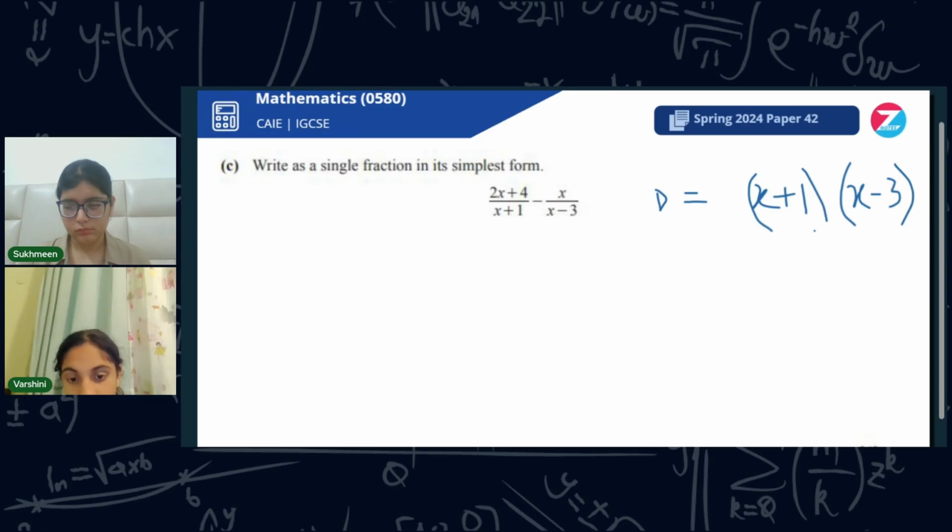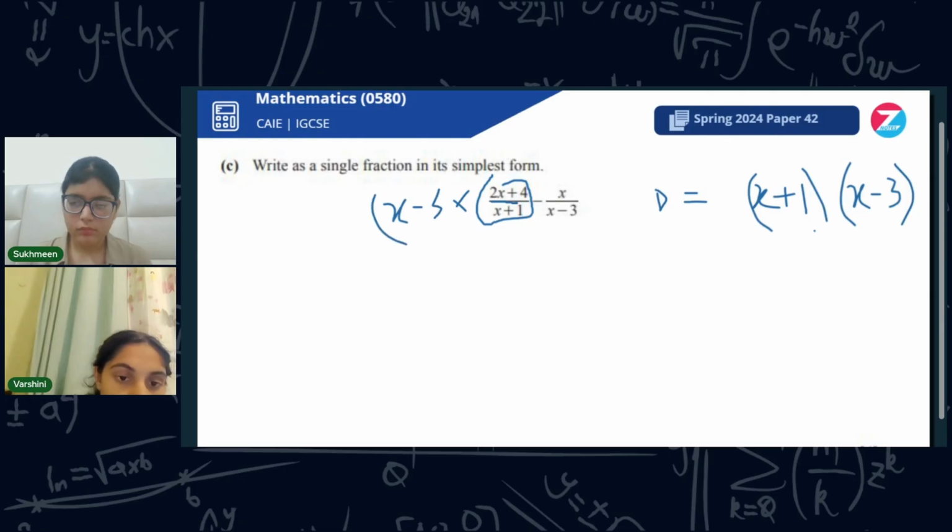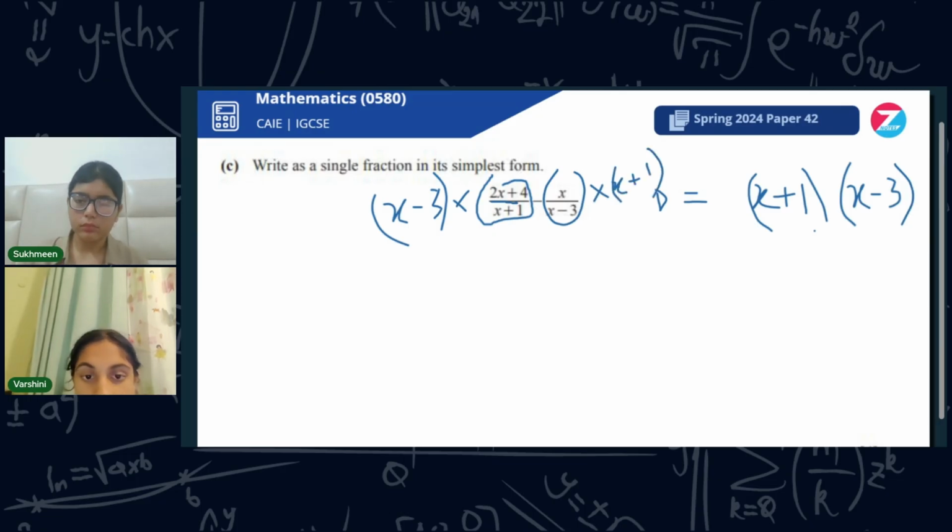Okay. So now we have to multiply each numerator. So 2x minus 4 has to be, so now we're multiplying this entire fraction into x minus 3. And we're going to multiply this entire fraction into x plus 1. So we already have the common denominator. So now we just expand the numerators.